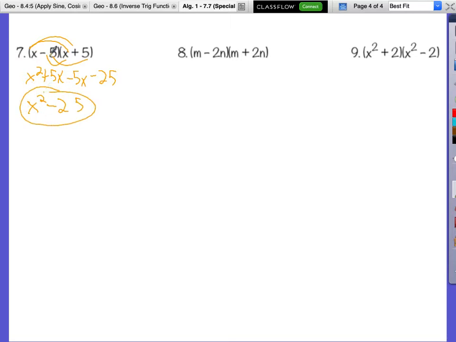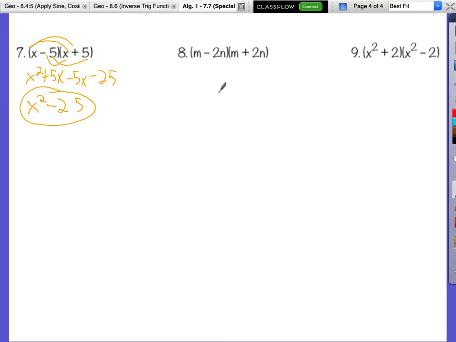Now, if you saw the shortcut, you could just take x squared and then take negative 25. I saw some of you guys write that. That was awesome. Those middle terms are going to fall out or go away or zero out, as I'll say, when we have those same numbers with different signs. Only because we have the same numbers with different signs. If even one of those wasn't true, it wouldn't work.